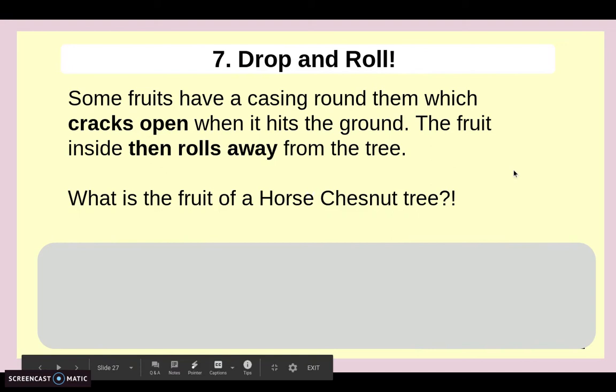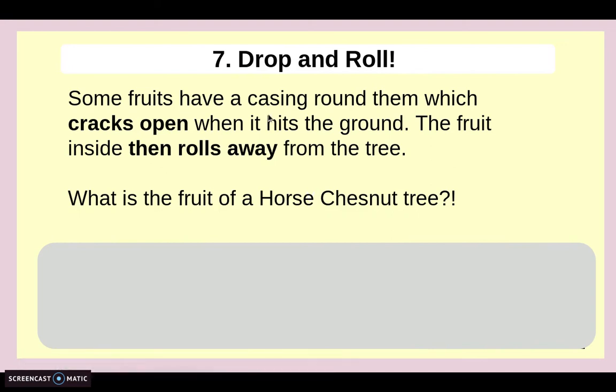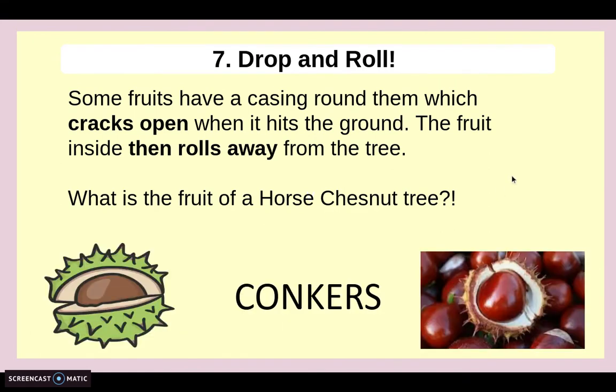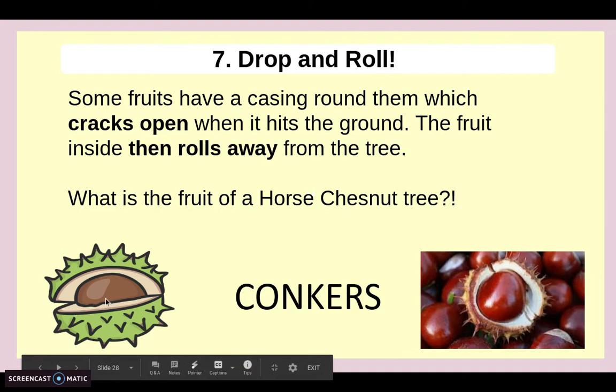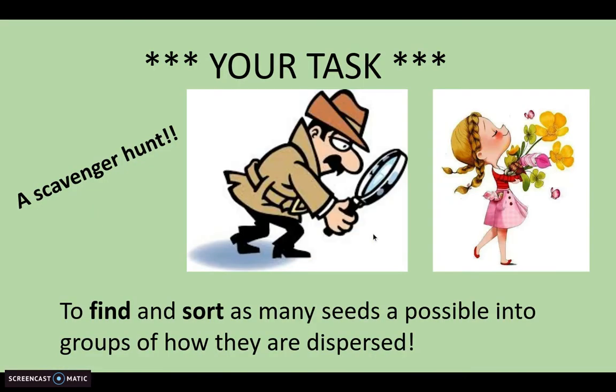Finally, drop and roll. Some fruits have a casing around them which cracks open when it hits the ground. The fruit inside them then rolls away from the tree. What is the fruit of a horse chestnut tree? Can you guess? Conkers! Such fun in the autumn when they're ready to drop and roll. This is the casing, splits open, and the conker is the seed inside.